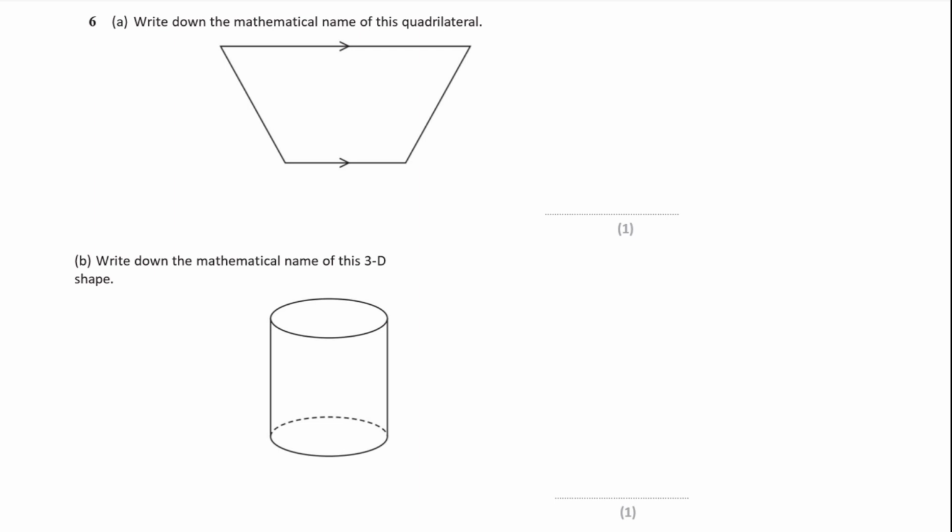Question 6a, write down the mathematical name for this quadrilateral. Now you can see, well, a quadrilateral is a 4-sided shape, isn't it? And you can see this shape has got 4 sides. But which 4-sided shape is it? Now it's got these little arrows here. That indicates that these 2 lines are parallel. So this shape has got a single pair of parallel lines, and the quadrilateral with a single pair of parallel lines is a trapezium.